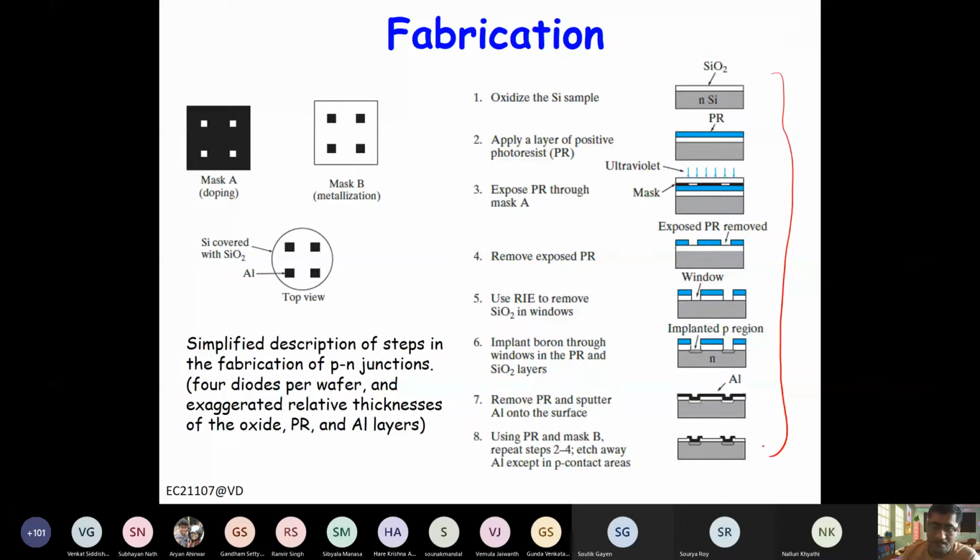fabricating a PN junction. PN junctions are basically there in any semiconductor device. If you consider any semiconductor device, at least one PN junction will be there, right? So it is basically an integral part. So we should know about the PN junction.